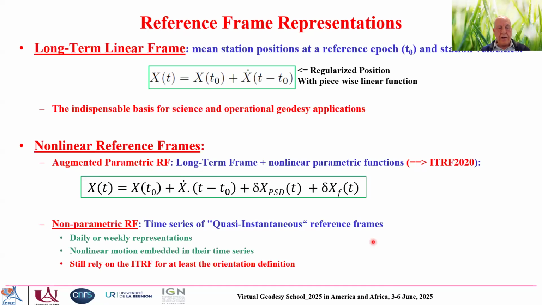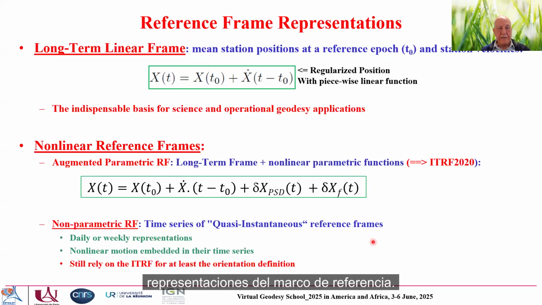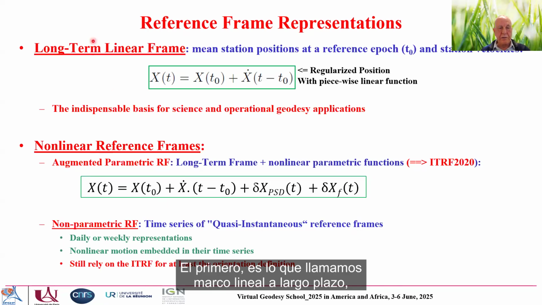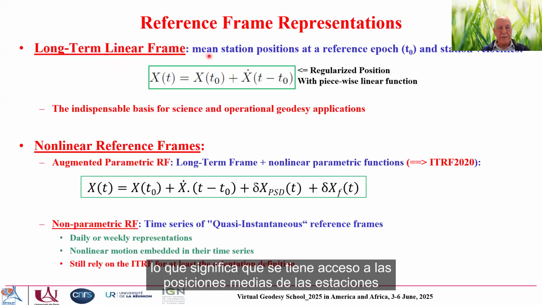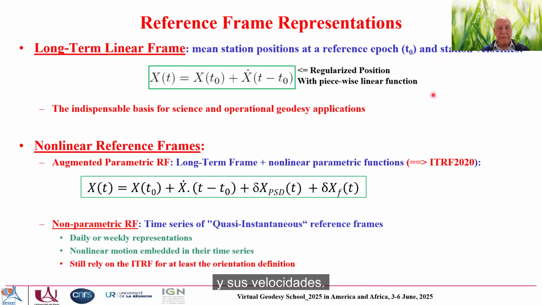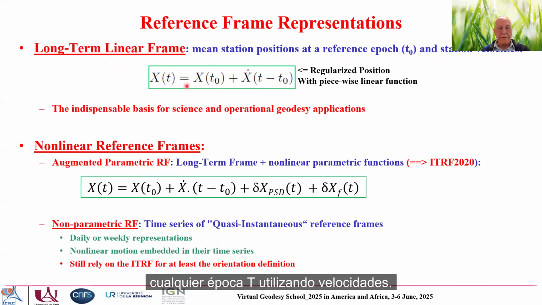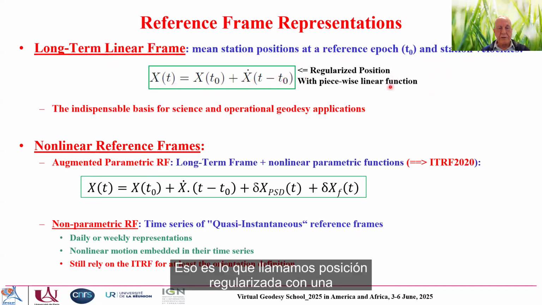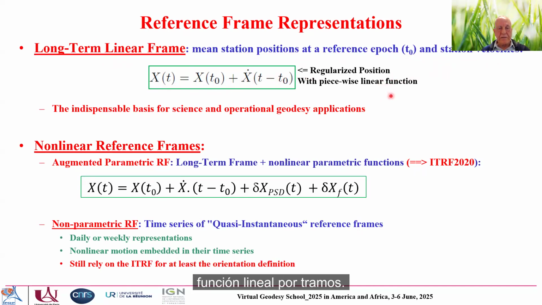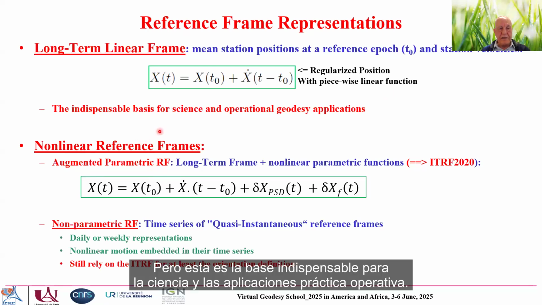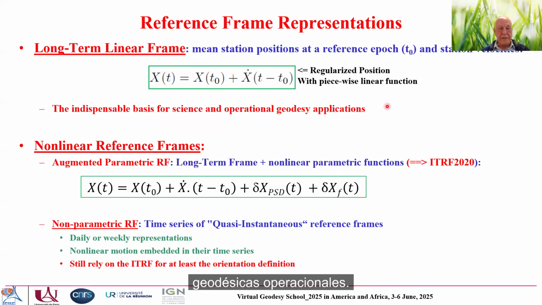Now, in terms of reference frame representations, taking into account the deformation of the Earth's surface, we have 2 kinds of reference frame representations. The first one is what we call the long-term linear frame, which means that you have access to mean station positions at a reference epoch and station velocities. And you can map the station coordinates from the reference epoch T0 to any epoch T using velocities. And that's what we call regularized position with a piecewise linear function. But this is the indispensable basis for science and operational geodesy applications.